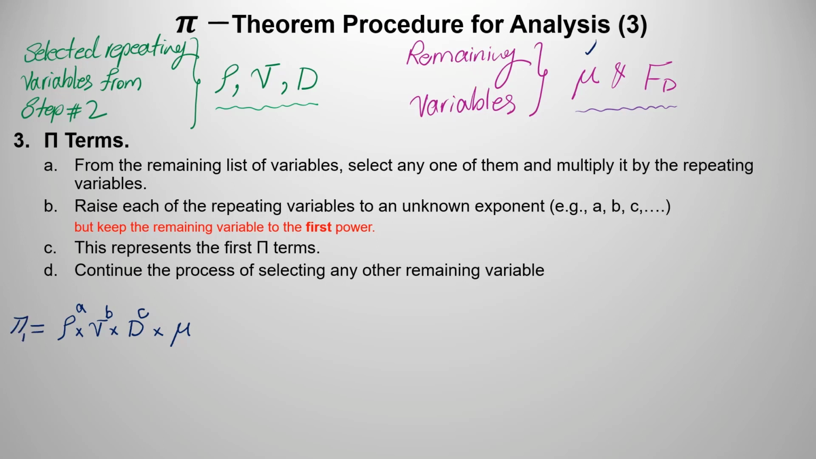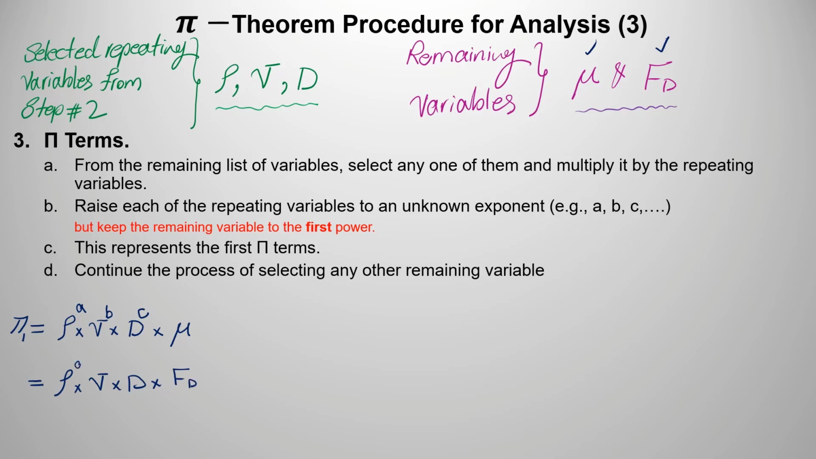What was the pi term? The pi term is supposed to represent a non-dimensional, a dimensionless number that helps you to explore your problem, to explain your problem, to characterize your problem. And then the procedure says to continue by selecting any other remaining variable. So I'm going to select the other remaining variable that I have and multiply it by the other selected variables. So it would be again rho times V times D times FD.